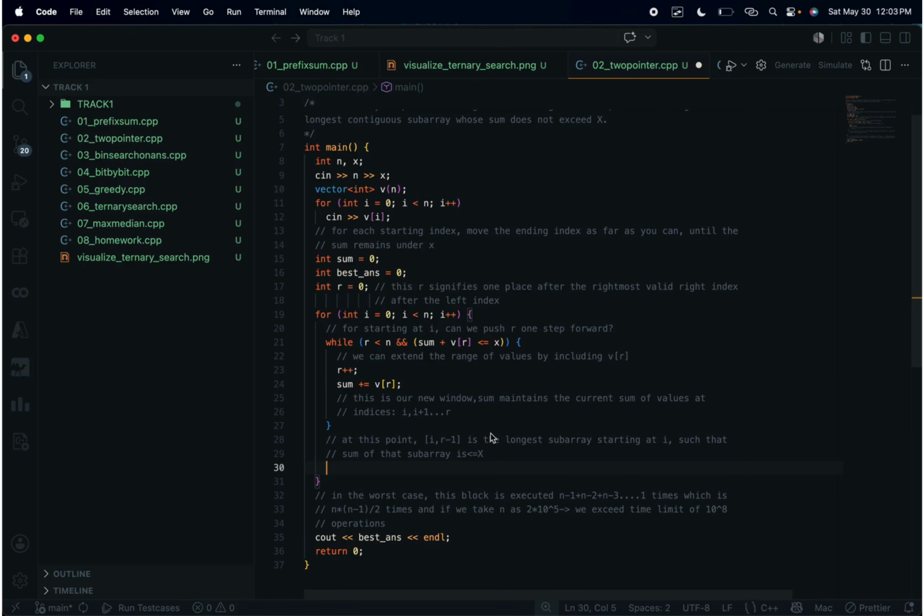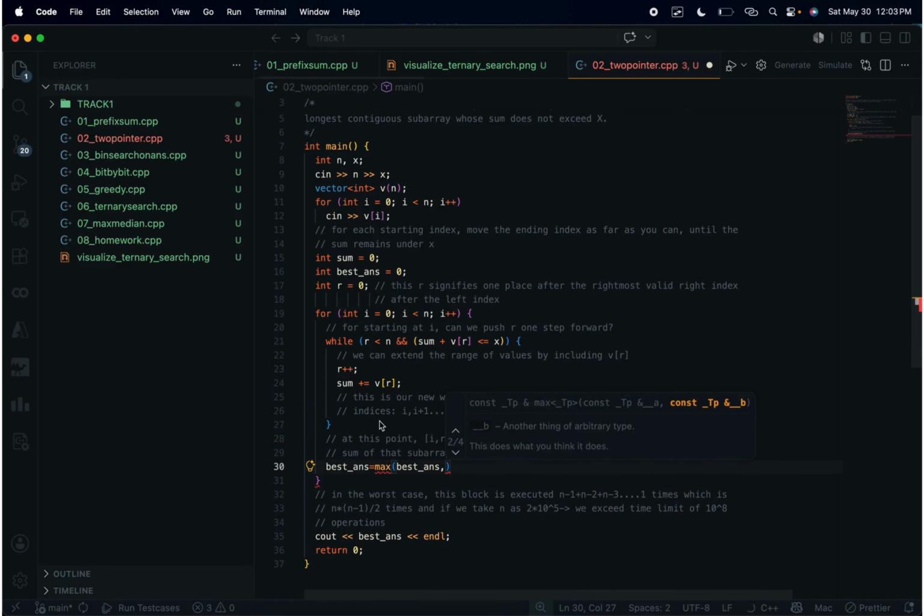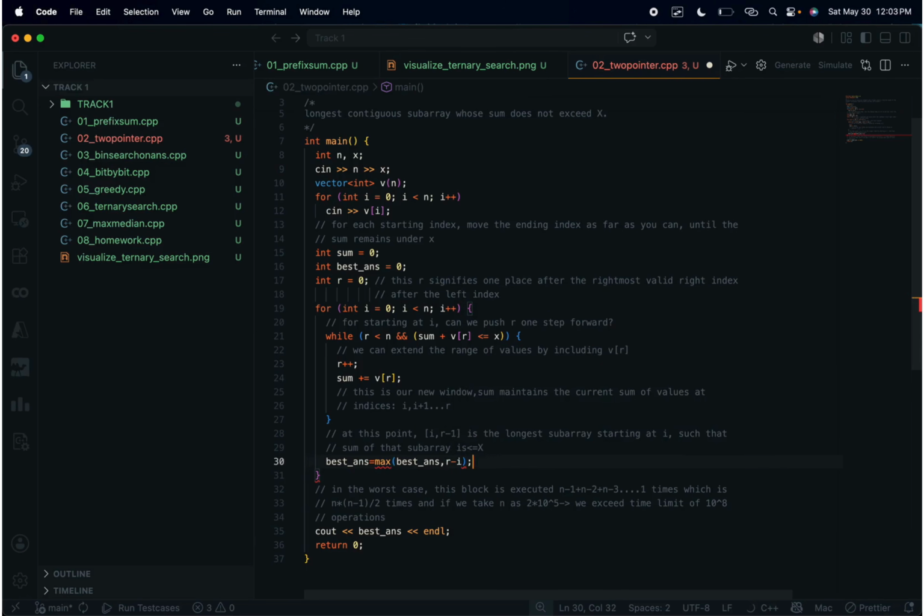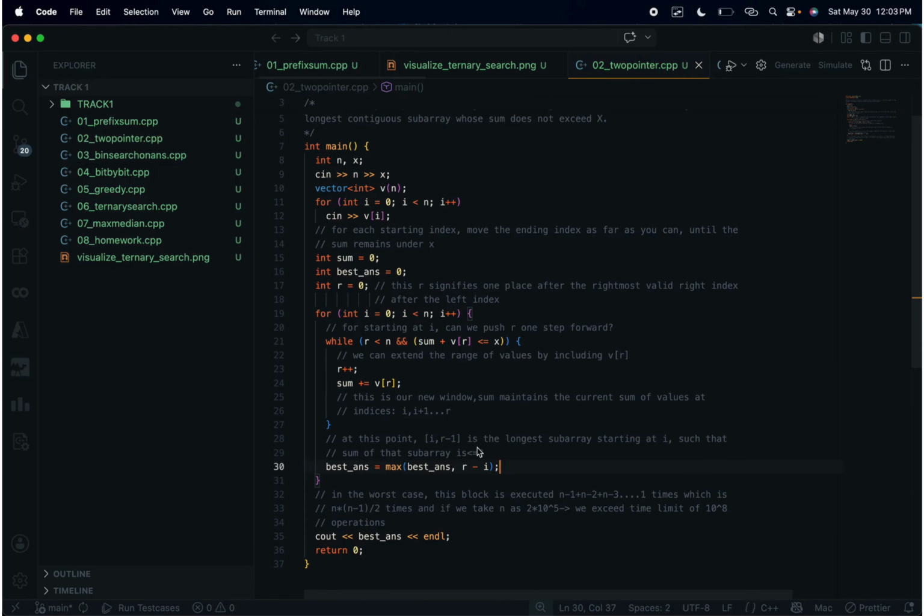Okay. So we will update our answer. Our best answer would be the maximum between our best answer and R minus I. So why I didn't do R minus I plus 1 here is because I comma R minus 1 is the longest subarray. So R minus 1 minus I plus 1, minus 1 plus 1 gets cancelled. So R minus I is the length of the longest subarray each time.